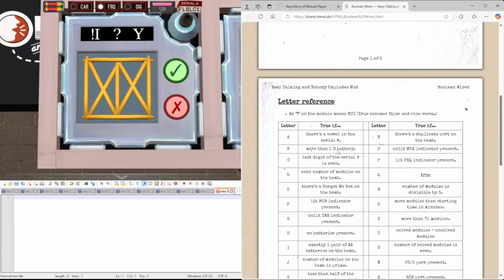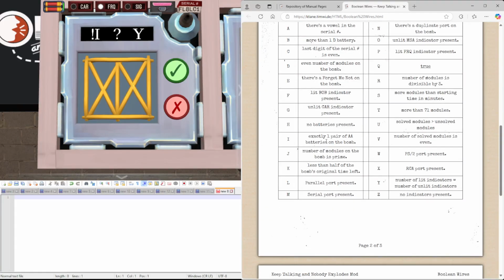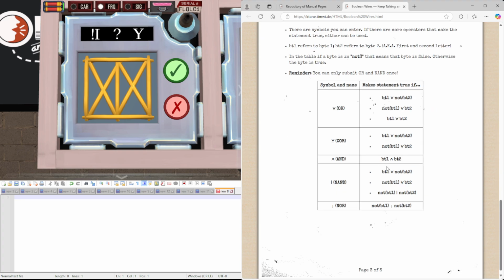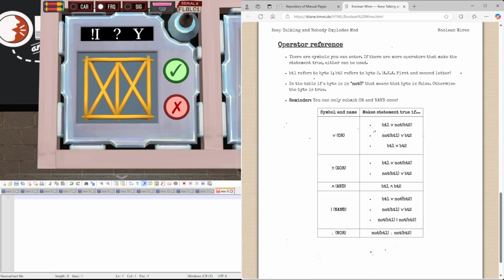Okay. So only one pair of variables on the bottom. True to false. False, false. False, false, two falses would be true for NOR.